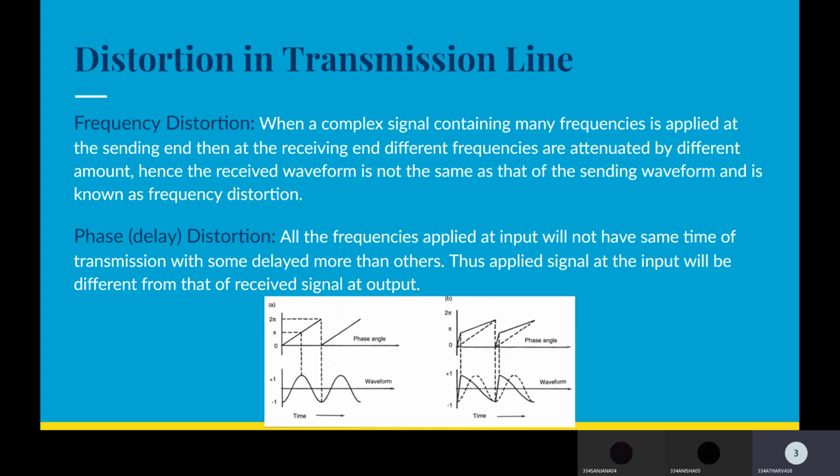Phase distortion: all the frequencies applied at the input will not have the same time of transmission, with some delayed more than the others. Thus, the applied signal at the input will be different from the received signal at the output. In the diagram below, we can see phase distortion.